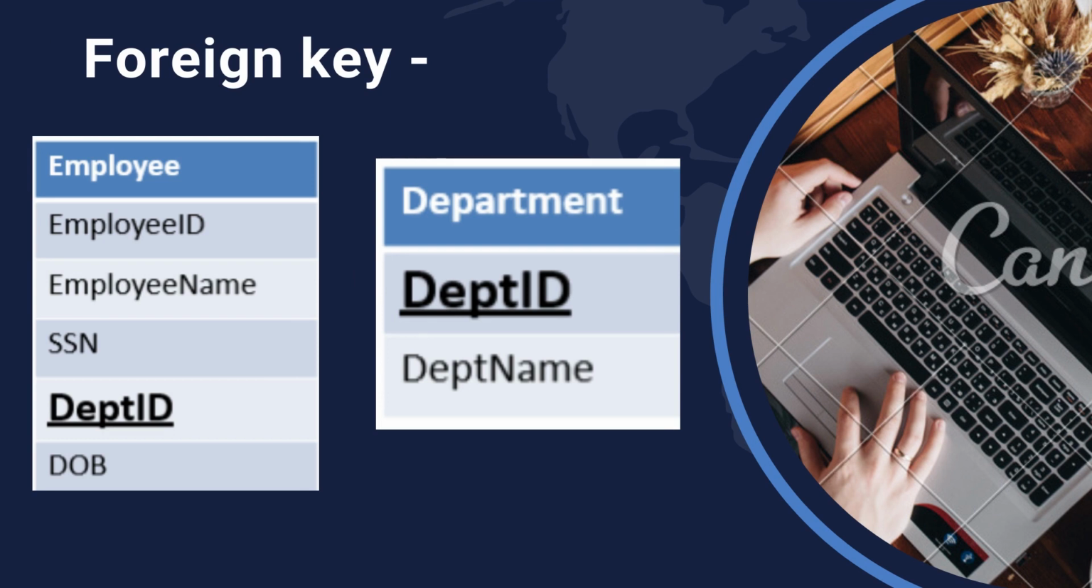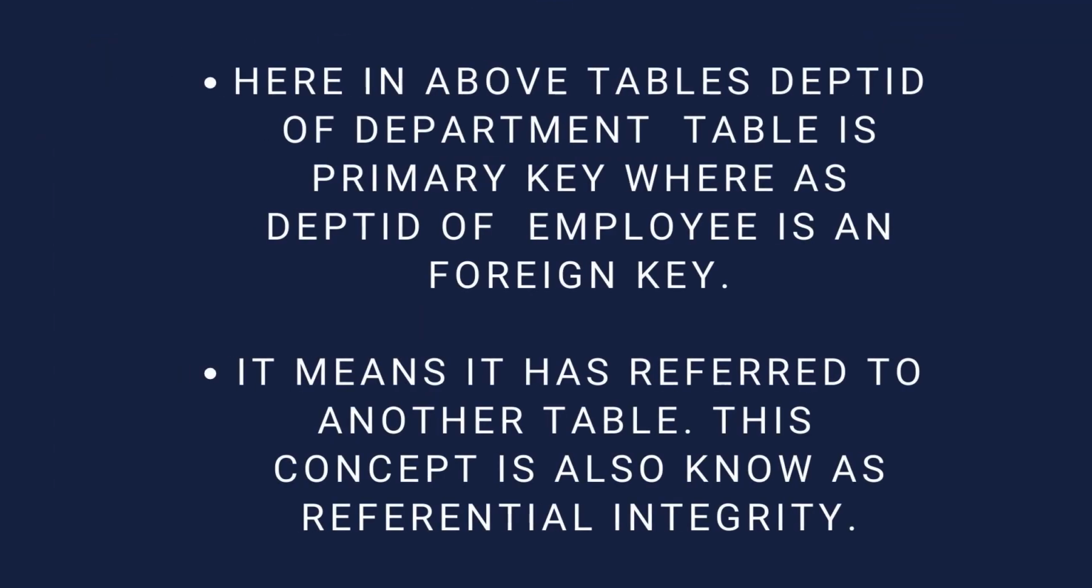Foreign key. A foreign key is a column that creates a relation between two tables. Here is an employee table and here is a department table. Here, the department ID of the department table is a primary key, whereas the department ID of the employee table is a foreign key. It means it refers to another table. It's also a concept of referential integrity.